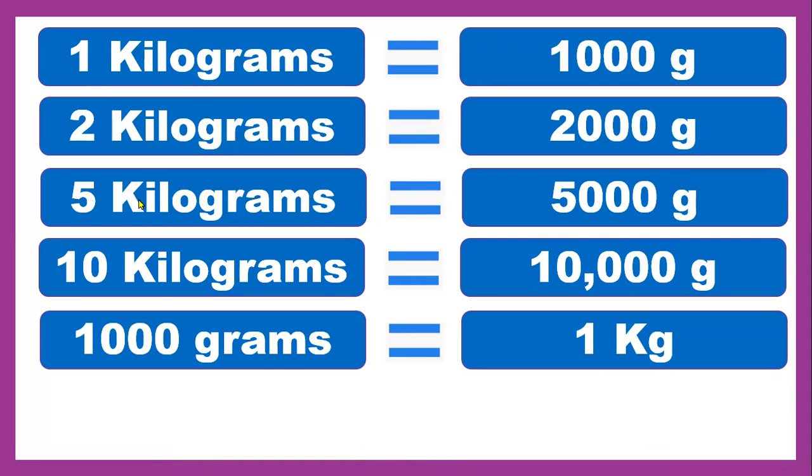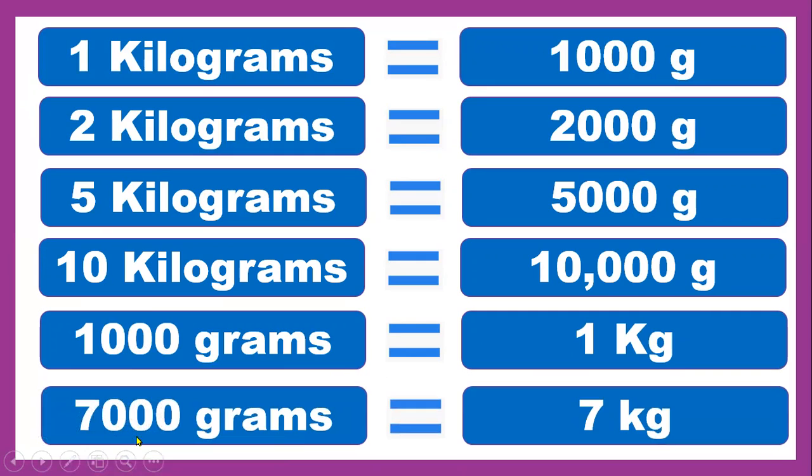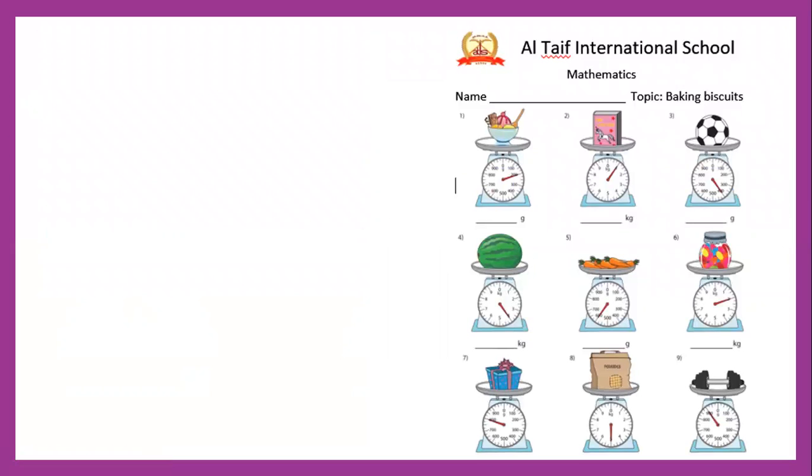Now check, we are not talking about kilograms. If you have 1000 grams, it is equal to 1 kilogram. If you have 7,000 grams, it means you have 7 kilograms. So you have to memorize this table, units and units of weight. This is today's worksheet. You have to read each scale and write on this space. So this is the homework.